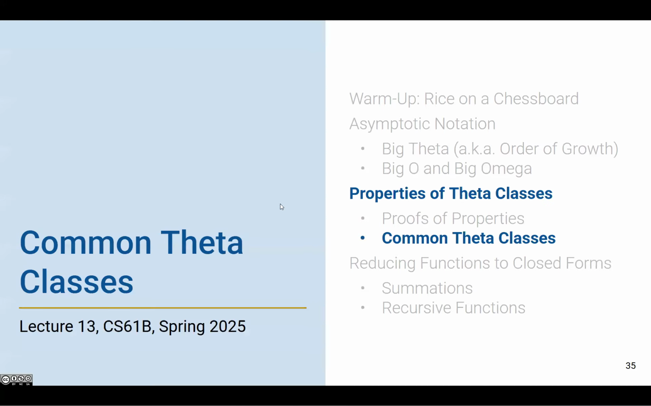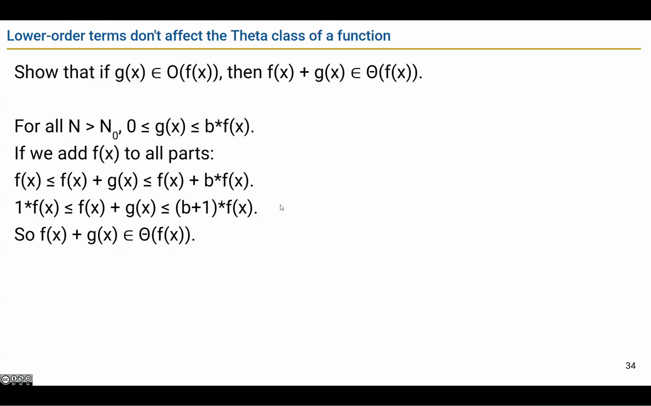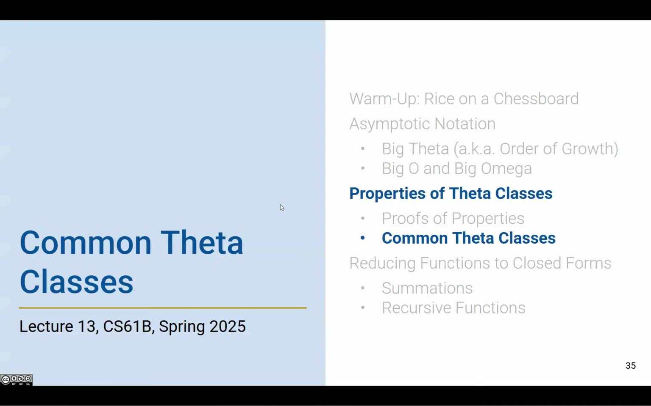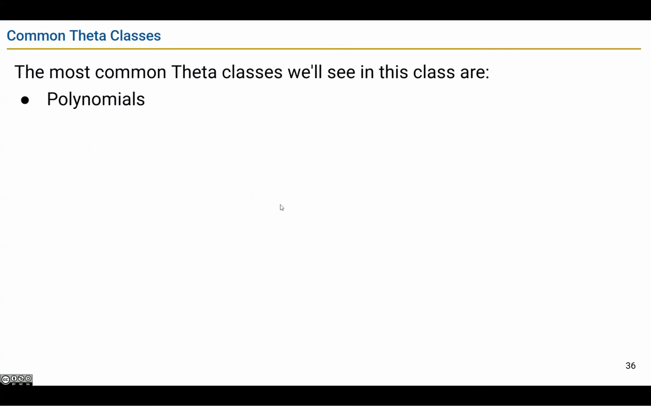All right. So we have other properties of O and theta bounds. We'll have a few more of these examples in discussion so you can work with them. But let's look at what things you might see in actual runtime analysis. Here are some common theta classes that you'll see in this class.